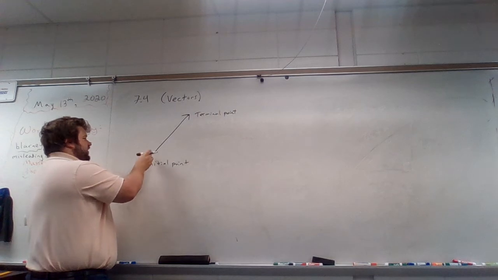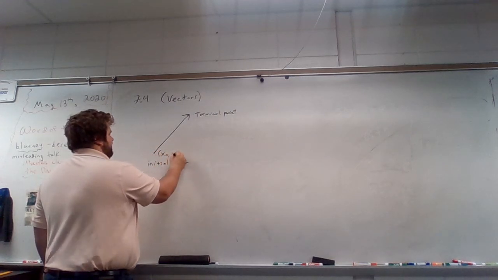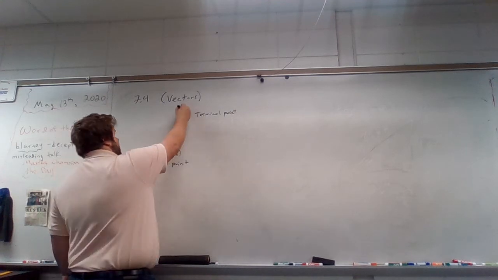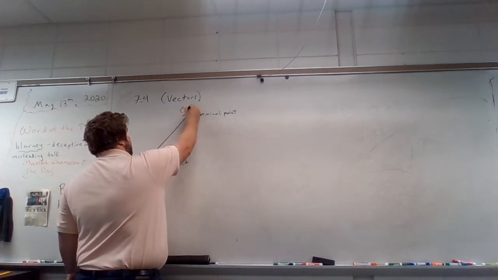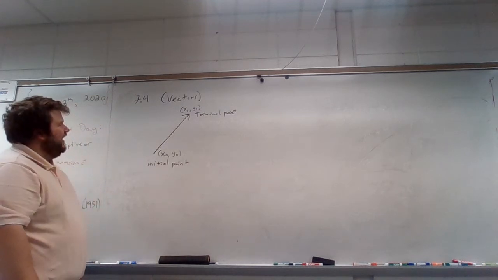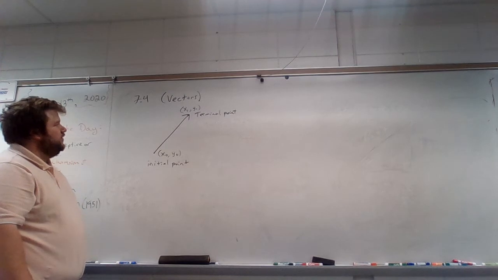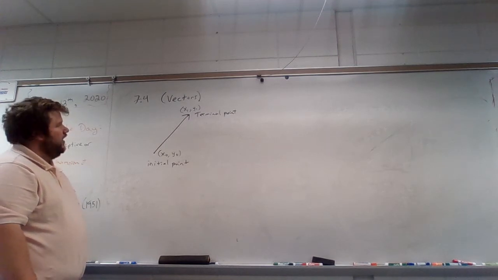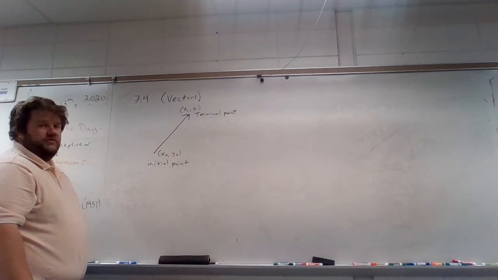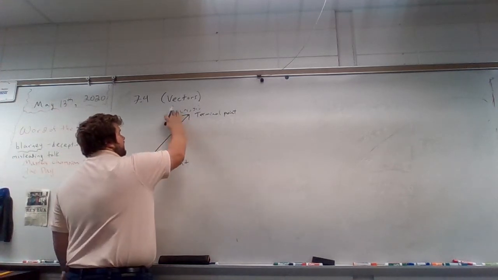So in theory, I have a point, maybe x naught, y naught. That's my initial point, and maybe I have a terminal point, say x1, y1, or something like that. This textbook doesn't use a lot of notation of finding vectors between terminal points and initial points, so we don't have to use that notation too much. So instead, I'm just going to leave you with this.